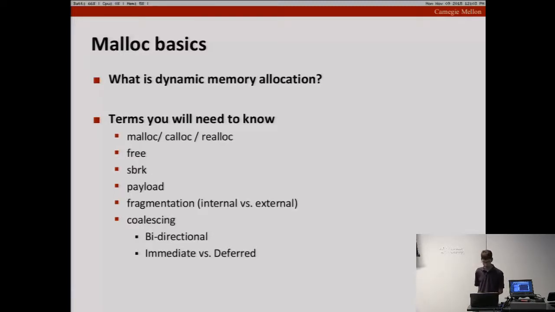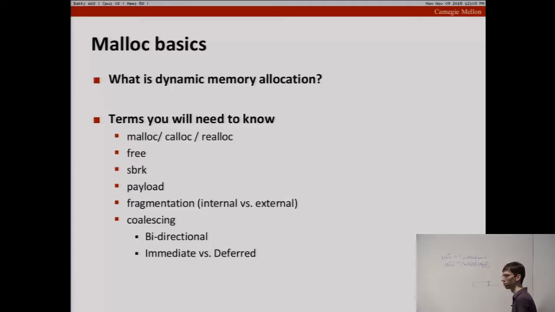And coalescing. The idea is that if a user allocates a block here, and then they allocate a block right next to it, and then they free both of them, it would be nice to say that what we have in our data structure is one really big free block, rather than keeping it as two small free blocks, because if someone asks for this much memory, we can give it to them as this block here. There are a couple of different ways you can do coalescing.